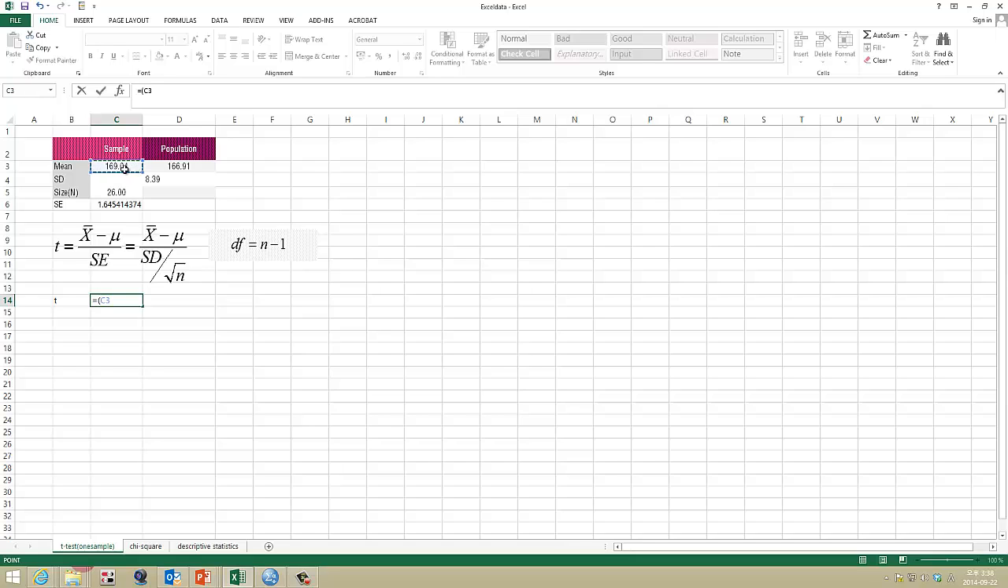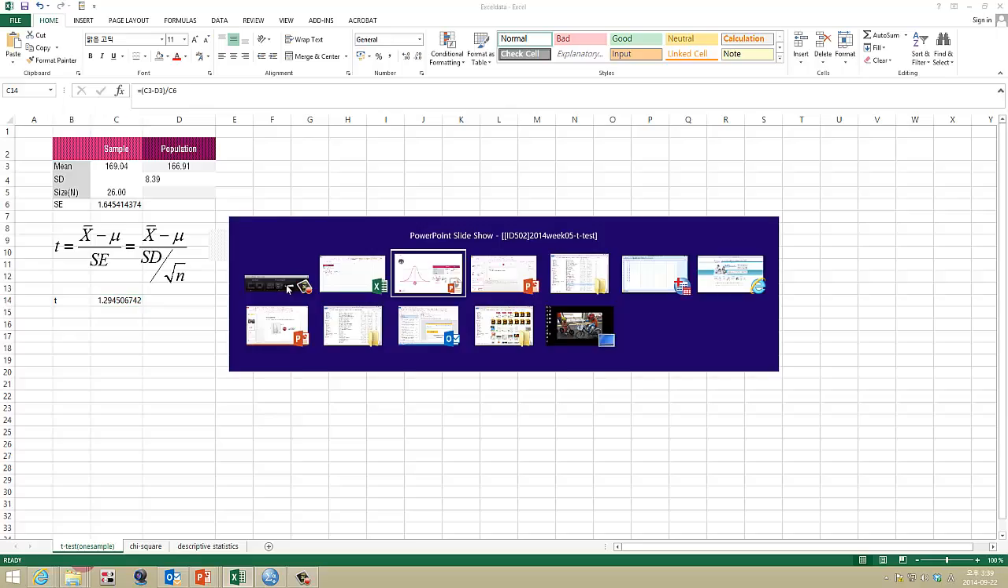So the t-value is the mean subtracted by the population mean divided through the standard error. Alright, so the t-value here is 1.29. And let's see what kind of implication this t-score has in the t-distribution. Remember that we have degree of freedom of 25. So 26 subtracted by 1, 25.